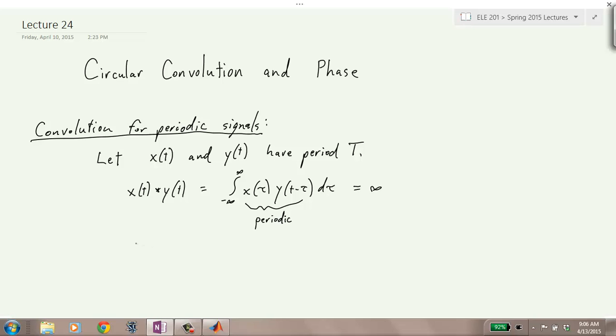But let's define a new type of convolution that we call circular convolution. Put a circle around it. Here we'll define it for the period T. All we're going to do differently is, rather than integrate from negative infinity to infinity, let's just integrate over one period. Any integral over any period is going to be the same. You can go 0 to T if you want. We assume they both have period T, so let's use that same period. The product will also be periodic with that same period.